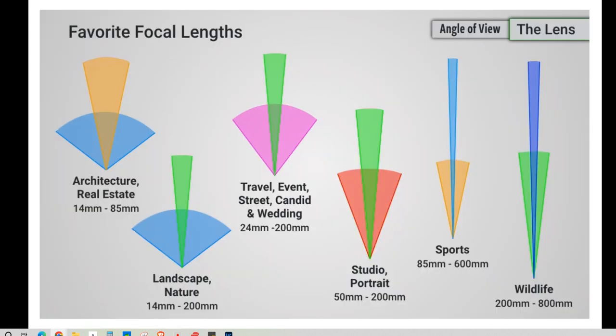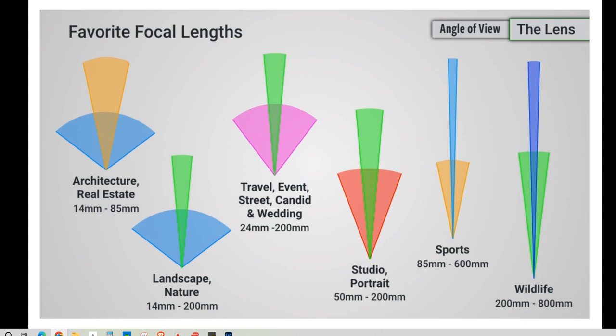Hopefully this will help you determine which lens to use depending on what you're shooting. If it's architecture or real estate, that's a pretty wide range, 14 millimeter to 85 millimeter. Personally, I would always go with a wider lens if I was doing real estate or architecture. For landscape or nature, it's 14 millimeter to 200 millimeter.